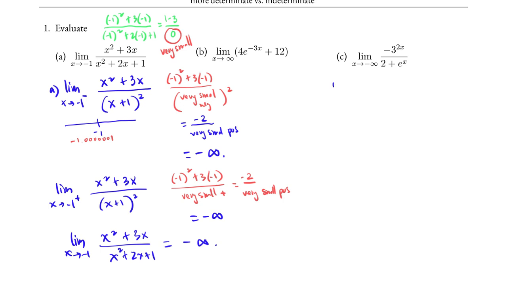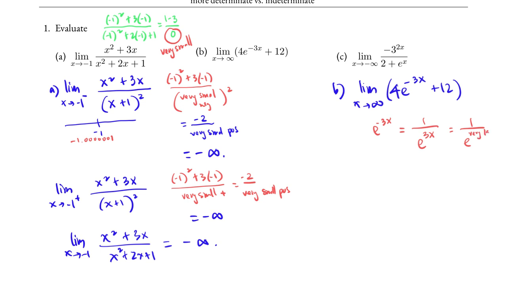For part B, the limit as x goes to infinity of 4e to the -3x plus 12. As x goes to a very large number, e to the -3x can be rewritten as 1 over e to the 3x. And we see that this is 1 over e raised to a very large number, which is still a very large number. But 1 over a very large number is very small.